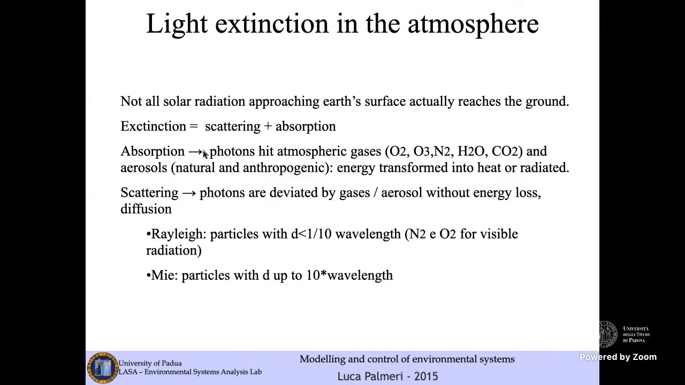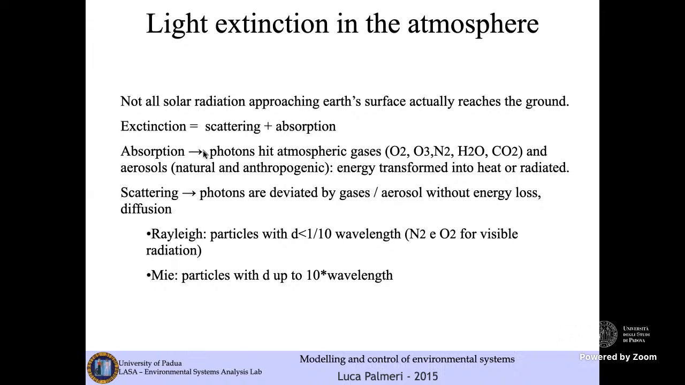What about light extinction in the atmosphere? We shall recognize that not all solar radiation approaching Earth's surface actually reaches the ground, because there is a more or less extended absorption of light in the atmosphere. So extinction is caused by two physical processes: scattering and absorption.